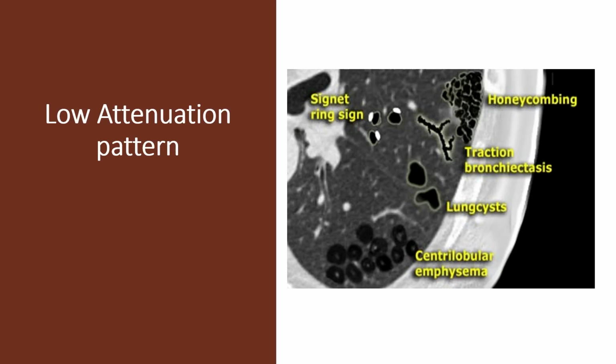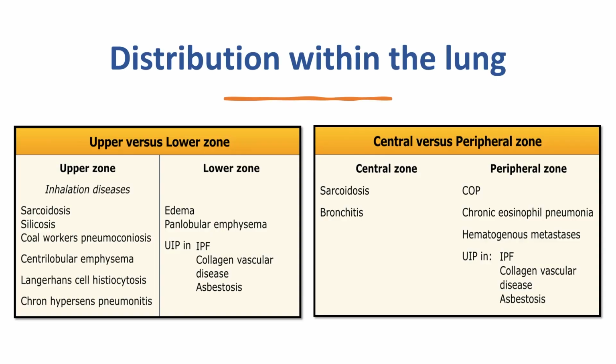Okay? Last was low attenuation. Low attenuation can be in the form of lung cysts. This is emphysema, which is centrilobular. You can also have paraseptal emphysema. Again, that will be low attenuation. Then traction bronchiectasis. I've already shown one CT with honeycombing. And again, signet ring sign or bronchiectasis. These are all signs of low attenuation areas.